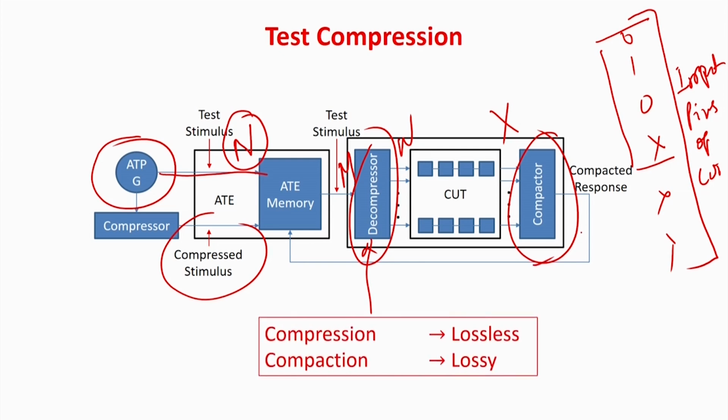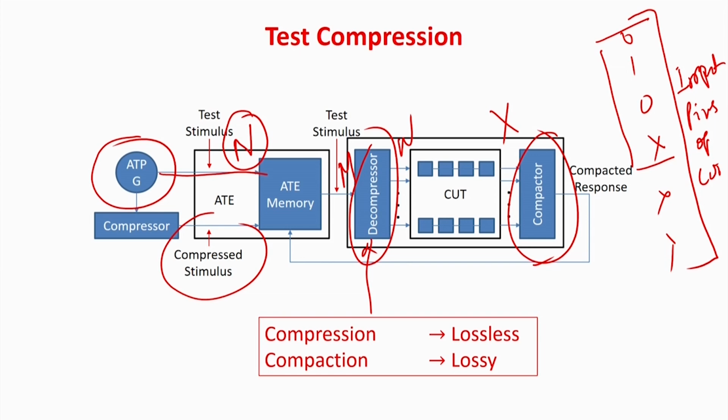Basically a slight difference: compression is lossless. When you have a test vector, we compress it in such a manner that when you decompress it, you get the exact value, with no loss in information. But compaction means it is lossy. So if we compress the output vectors, we will call it compaction.